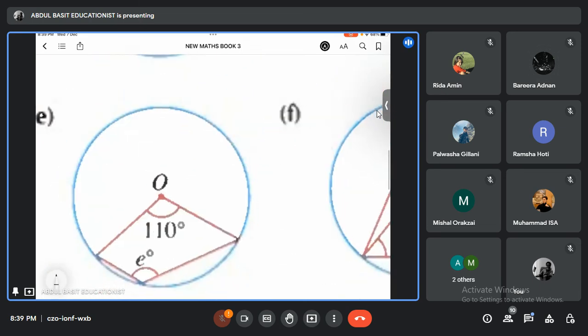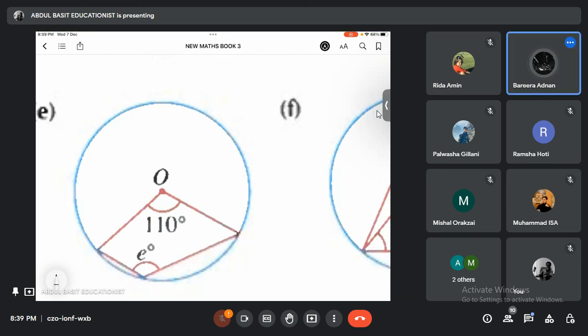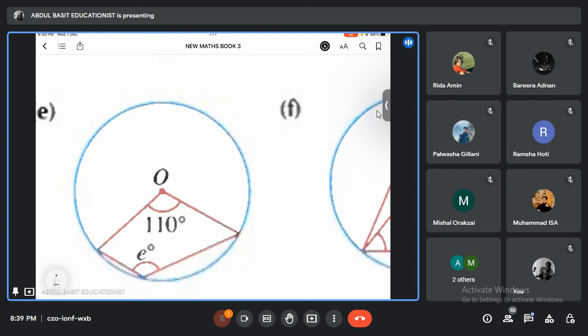Okay, look at this one. Now, Barira, try to solve this one. How to get angle E? It would be 110 divided by 2. No, that's again the wrong answer. Angle E is the half of this angle.